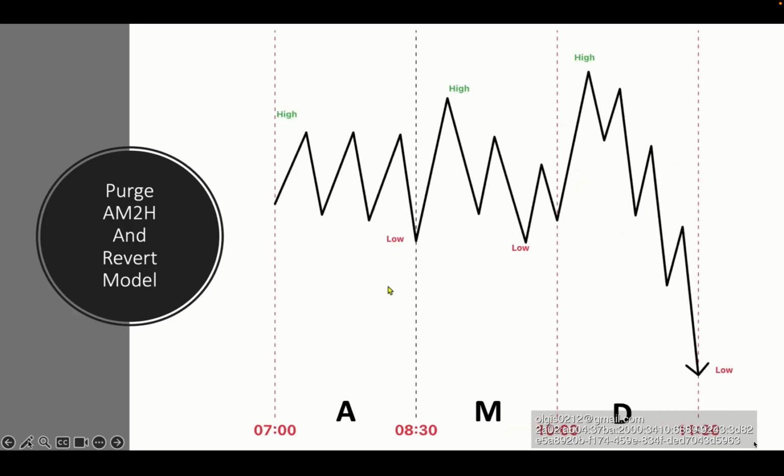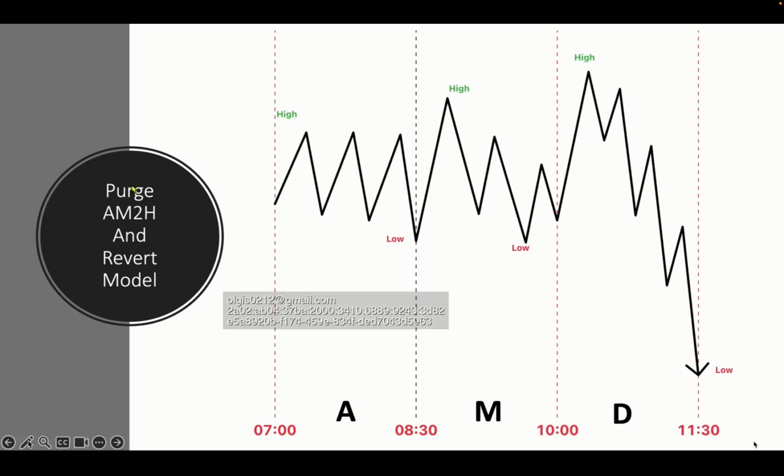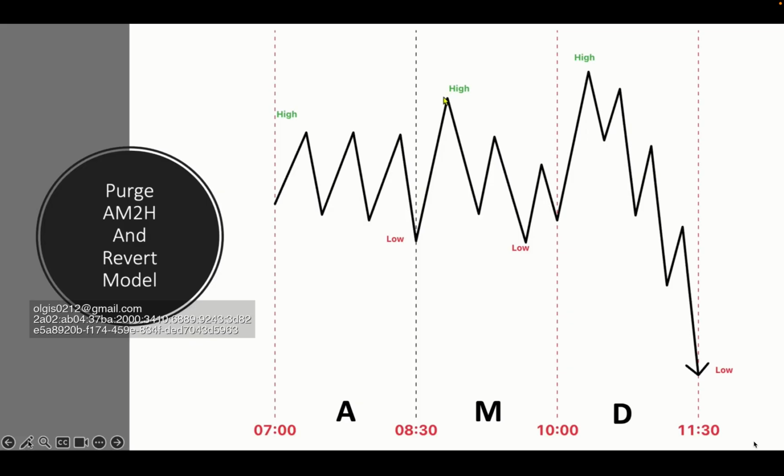The second model is the following. This is a scenario, or profile, in which there's a purge of the AM 2 high and a revert occurs. This occurs when the accumulation cycle has gone sideways, the manipulation cycle took out the previous cycle's high, so the high of the accumulation cycle, but it did not displace to the downside yet.